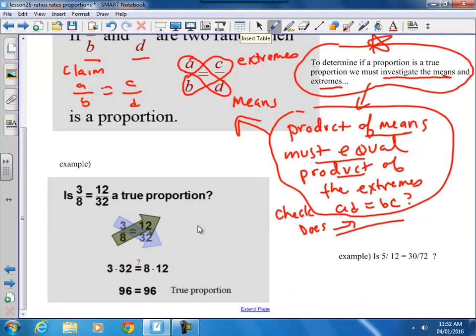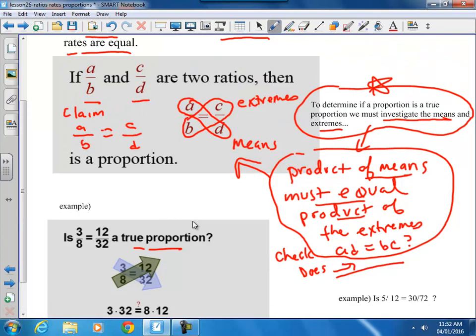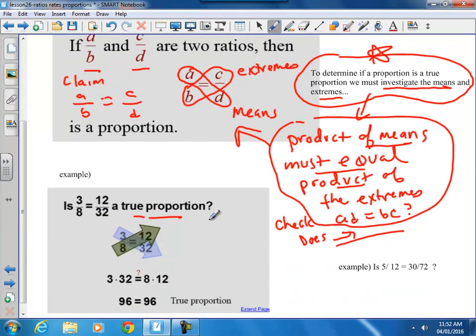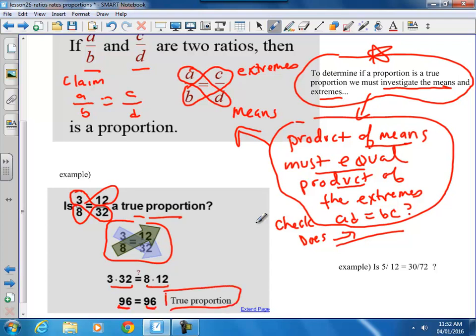So let's dive into this example. Is 3 over 8 equal to 12 over 32? Is that a true proportion? So it's a claim that two ratios are equal. Well, if we investigate the means and extremes, here's the product of the means, 3 times 32 makes 96. Here's the product of the extremes, 12 times 8 makes 96. 96 equals 96. We know it's a true proportion. So when the product of the means equals the product of the extremes, we know that you have a true proportion.